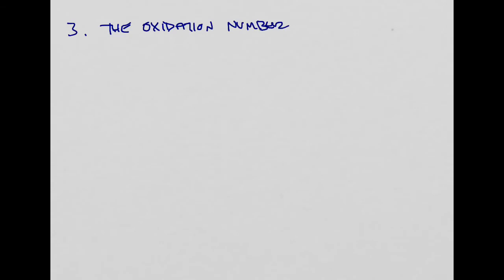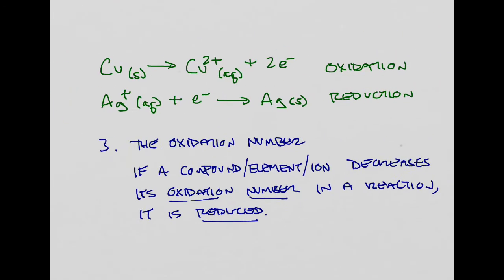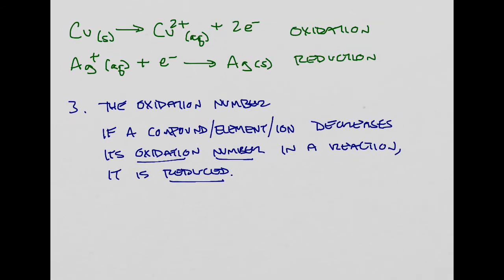So in the first case, if a compound or an element or an ion decreases its oxidation number, and again you haven't learned what an oxidation number is quite yet, but you will in a second, in a reaction, then it is reduced. All right, so let's take a look at what I mean by that. So let's go ahead and look again at what we saw with those half reactions I had above, right here. Okay, and we're going to focus in on, in this case, the silver.